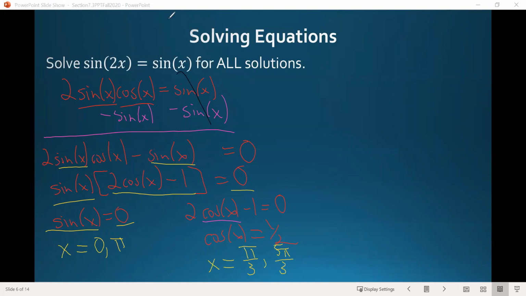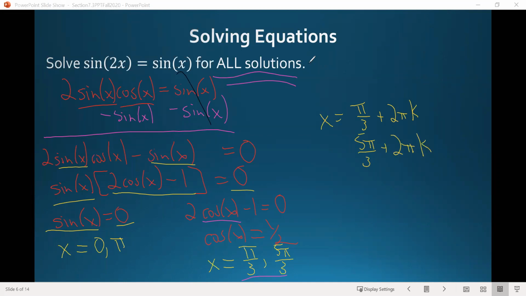And then again, remember that we're being asked to find all solutions here. So we need to add some stuff to these. In the case of the pi over 3 and the 5 pi over 3, since they're in the first and fourth quadrants, we can just say x equals pi over 3 plus 2 pi k and 5 pi over 3 plus 2 pi k.